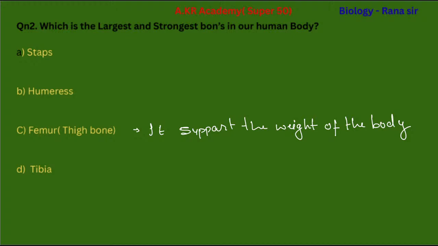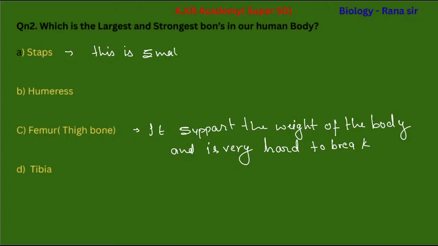The femur is also very hard to break. But the stapes is the smallest bone in our body, found in the ear.